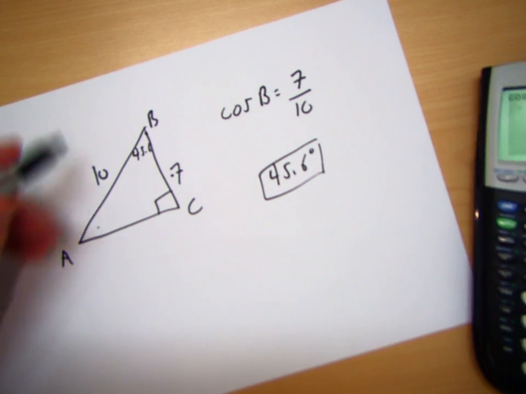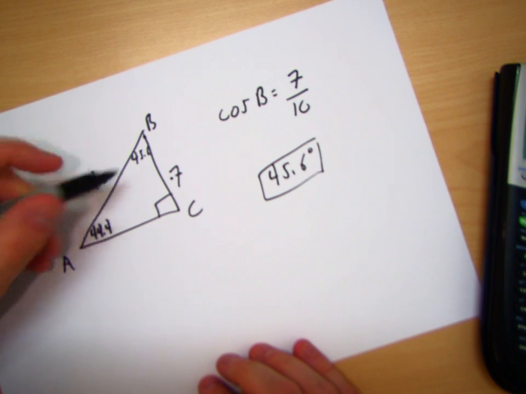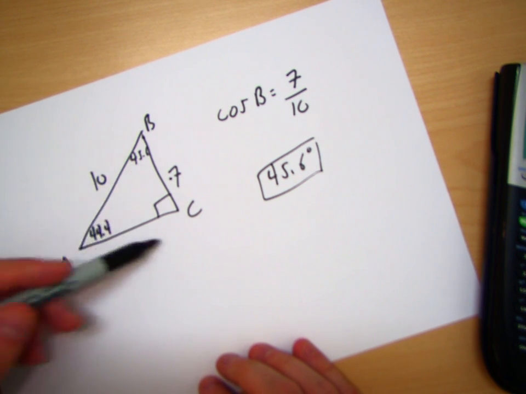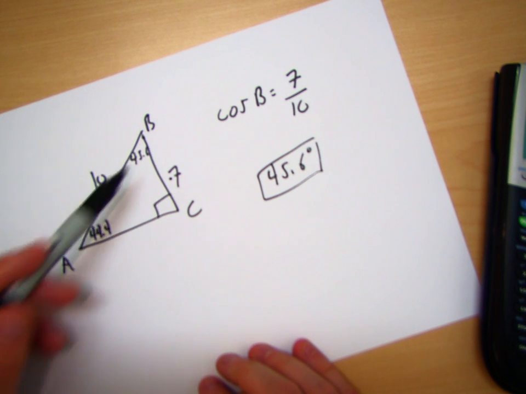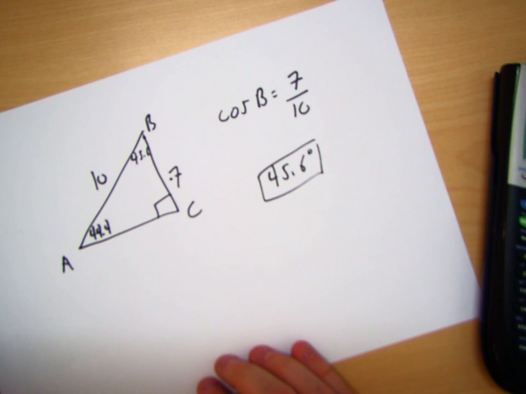The nice thing is I think we ended up getting, what was it again, 44.4 for this. And that should make sense. If you look, both these angles match. They all add up to 180. So it doesn't matter which one you start with. Just make sure you use the correct trig function for the values that they give you.